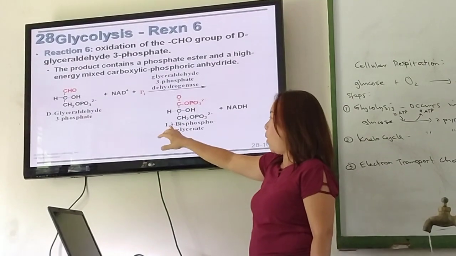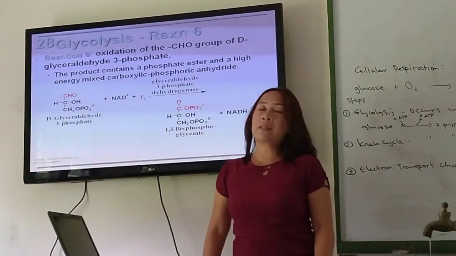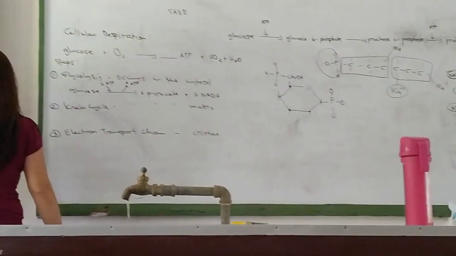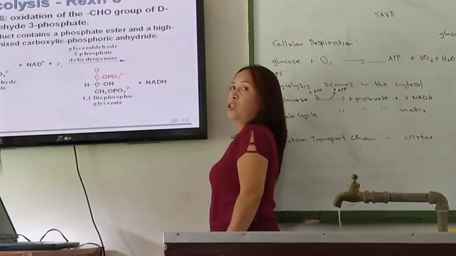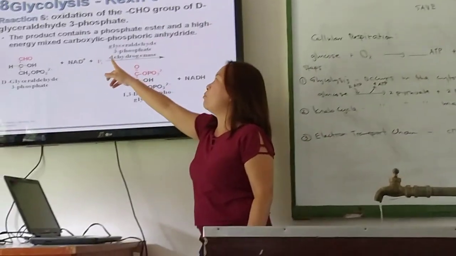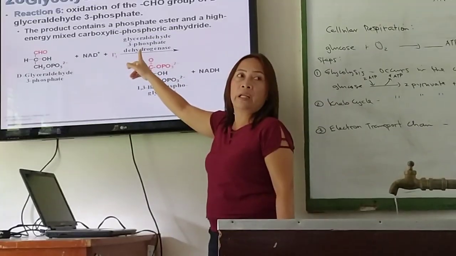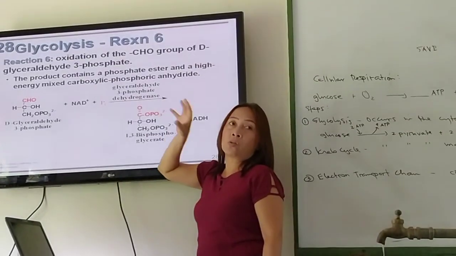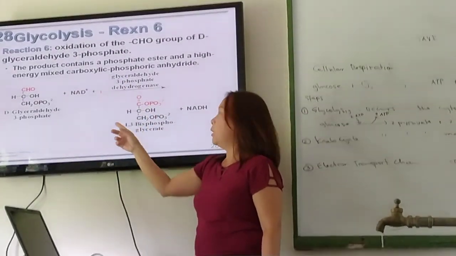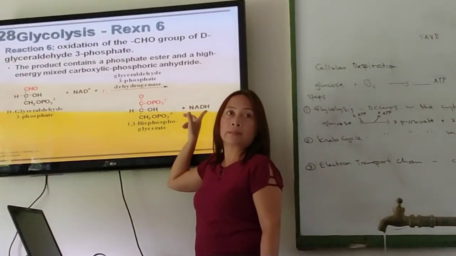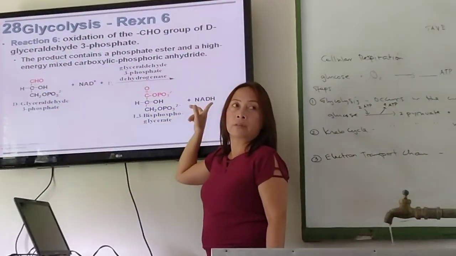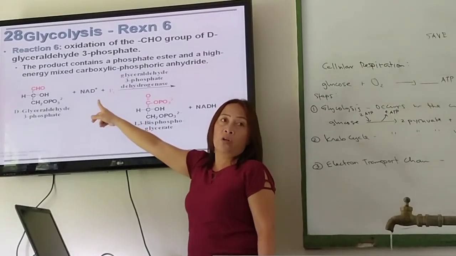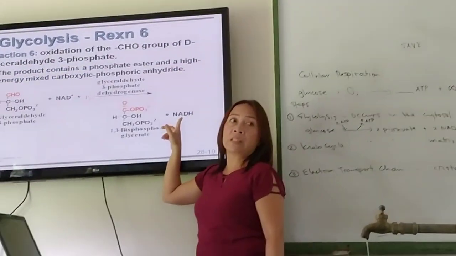So it becomes now 1,3-bisphosphoglycerate. That is participated in by what enzyme? Glyceraldehyde 3-phosphate dehydrogenase. When you say D, it means removal of hydrogen, which is the source of our electron. It gives it to the NAD. The one that accepts the electron is the NAD, so that's why it becomes NADH.